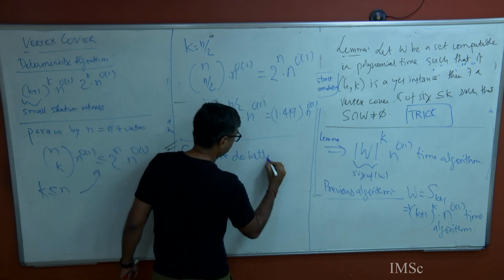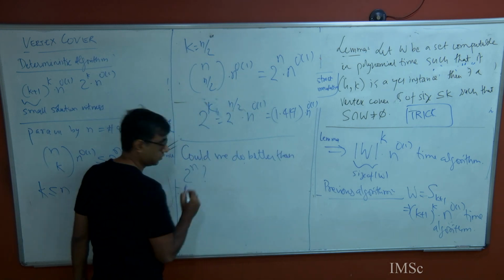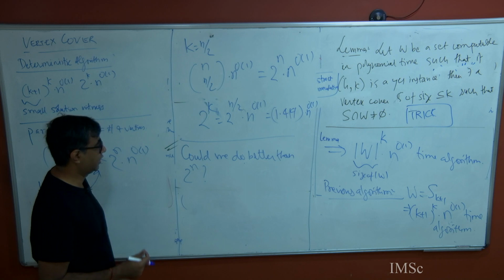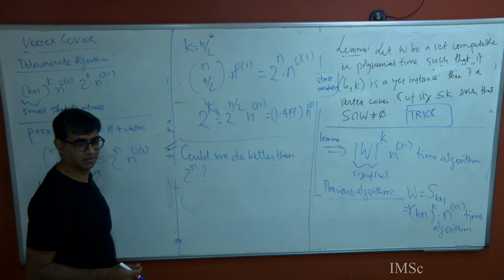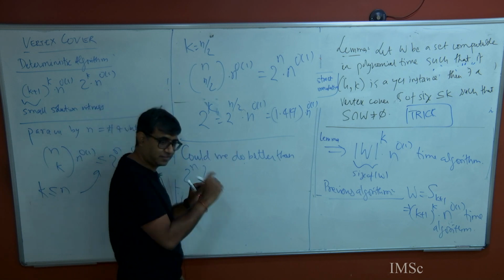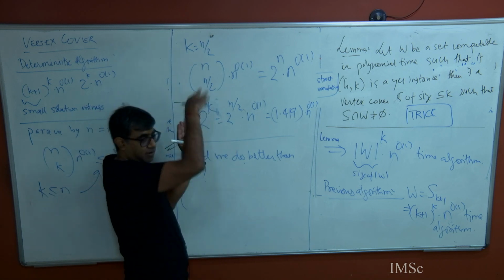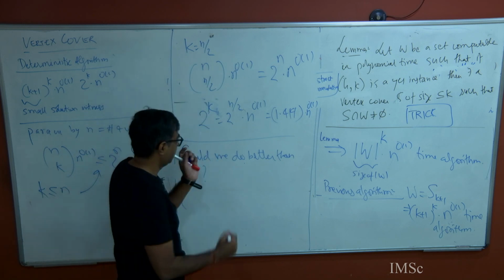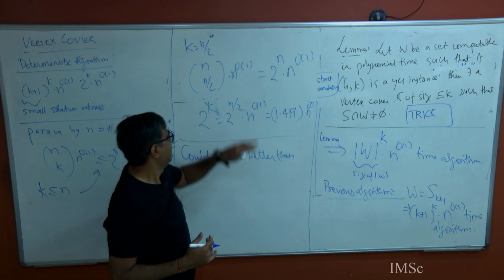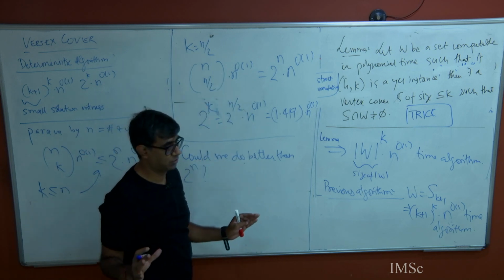could we do better than 2 power n? Look, even with this algorithm, if k is like n, it's like 2 power n. So it's good when the solution is very bad. You get my point, right? For n by 2 itself, I am very bad, but this algorithm is very good at that point of time.